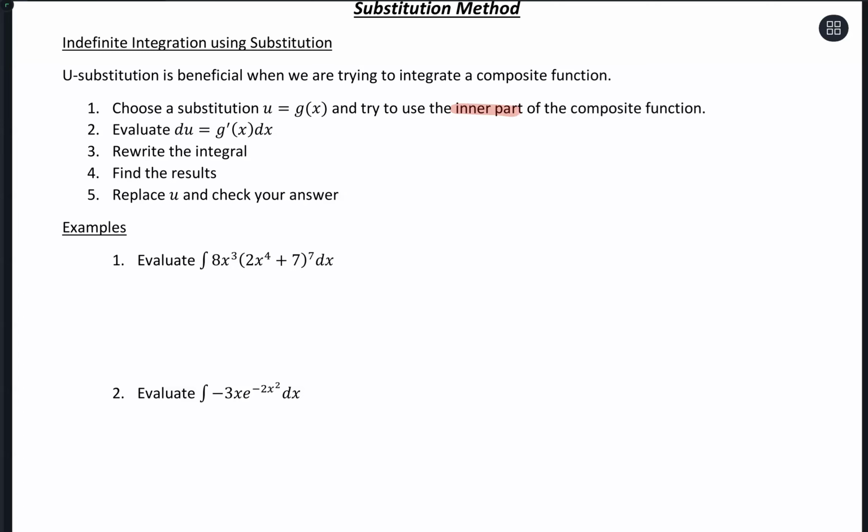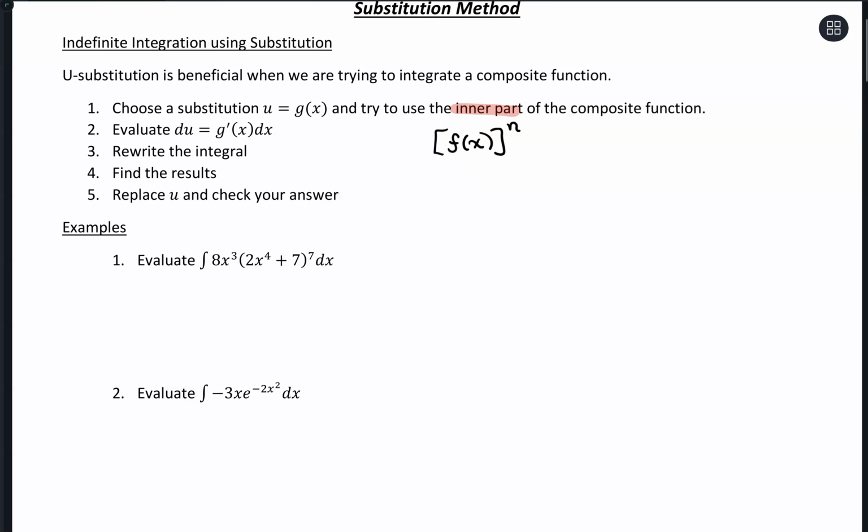What that might look like is having a function raised to an exponent. For the sake of simplicity and looking ahead at our example, let's say it was 2x to the fourth plus 7, and we were raising it to some exponent, like an exponent of 7 there. In terms of a composite function, this f of x would be the inside function, and this exponent on the outside would be our outside function. So when making our substitutions, we want to label our variable u as the inside part of the function.